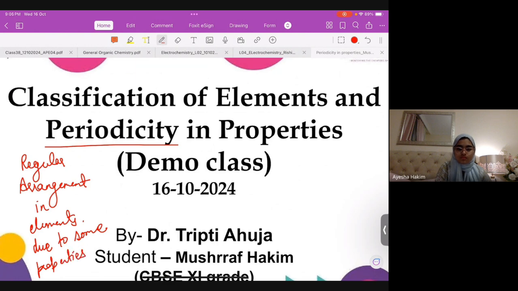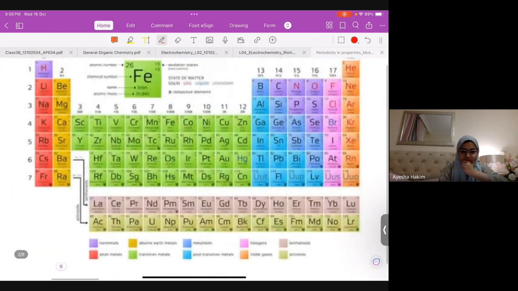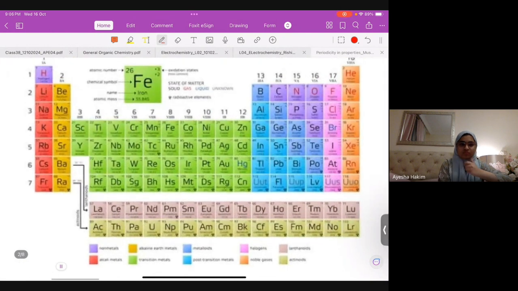Clear? Okay, cool. So now we are talking about periodicity of elements in terms of properties, so we'll be talking about the periodic table. I hope you have seen the modern periodic table. So how many elements do we have in the periodic table? 118 elements. Cool. Can you tell me what the 4 blocks in the periodic table are?